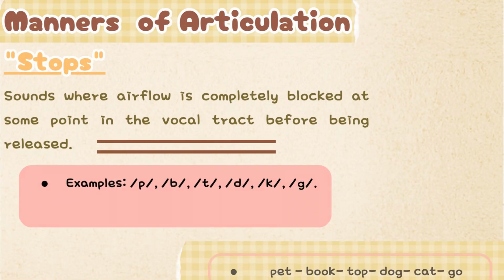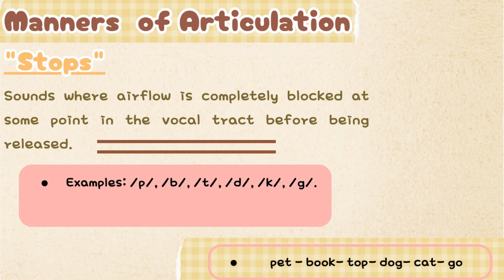Let's begin with stops. Stops occur when the airflow is completely blocked at a certain point along the vocal tract and then released suddenly. For example, the p sound in pen and the b sound in book block airflow with the lips, while the t sound in top and the d sound in dog block airflow by placing the tongue against the alveolar ridge.